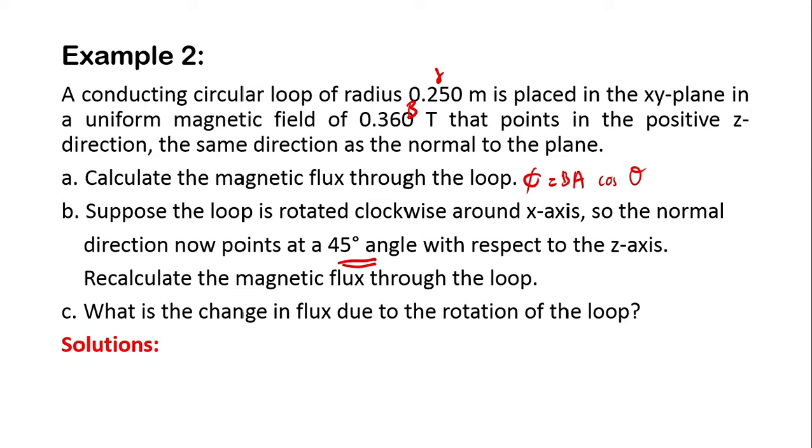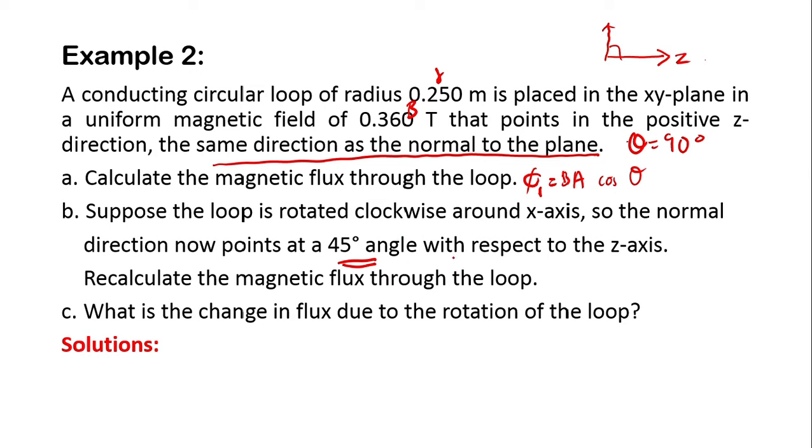Kat sini dia kata point positive z direction, the same direction as the normal to the plane. So maksudnya ini adalah angle-nya adalah equal to 90 degree. Okay, sebab the same direction as the normal to the plane. Okay, z direction macam ni. So the normal is like this. So ini adalah 90. So just masukkan dulu. Ini theta 1.